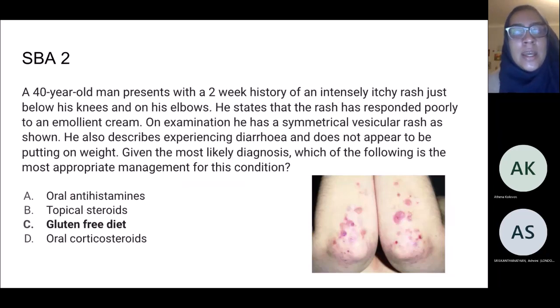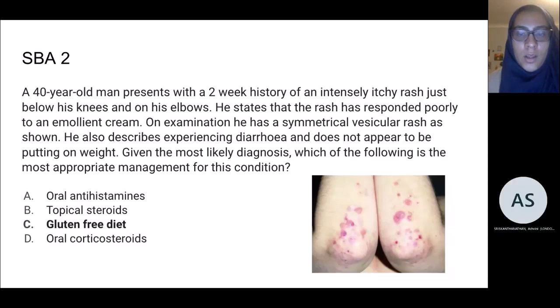So Dapsone is a type of antibiotic actually that they can use in dermatitis herpetiformis. The reason why it works, I don't know the exact mechanism, but it has something to do with neutrophil action and reducing neutrophil recruitment and function. And yeah, that's what the cream is meant to do. So actually, that's one of the first line treatments for dermatitis herpetiformis.